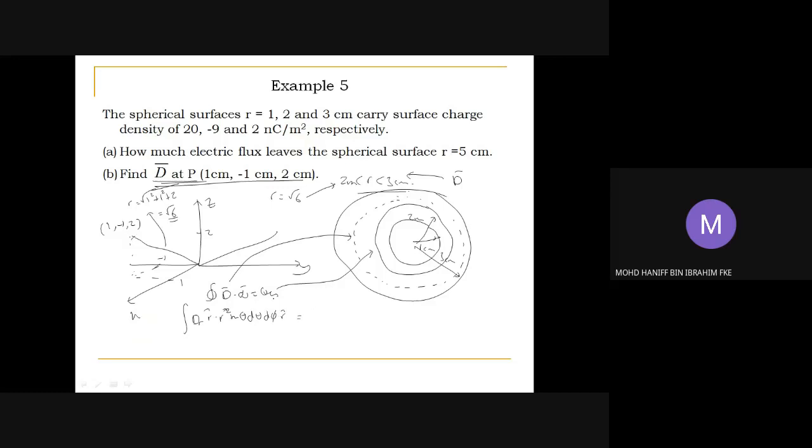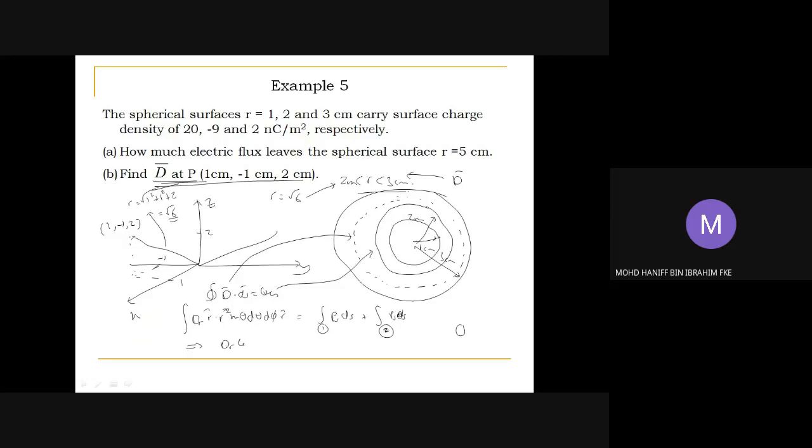And the enclosed charge, if we base on this, we are going to have two spherical surfaces enclosed inside the Gaussian surface, which are the sphere of 1 cm and the sphere of 2 cm. The sphere of 3 cm can be ignored because it is located outside the Gaussian surface. So we just consider the enclosed spheres, 1 cm and 2 cm. The enclosed charge can now be written as rho_s dS for sphere number 1 plus rho_s dS for sphere number 2.